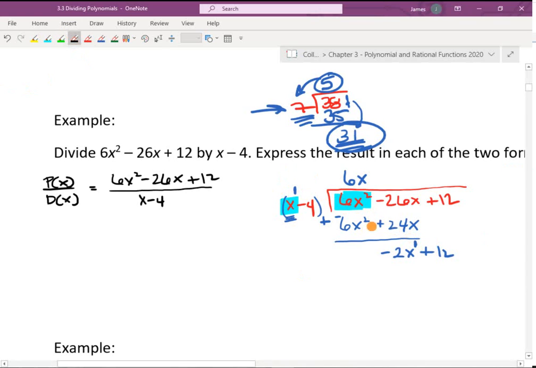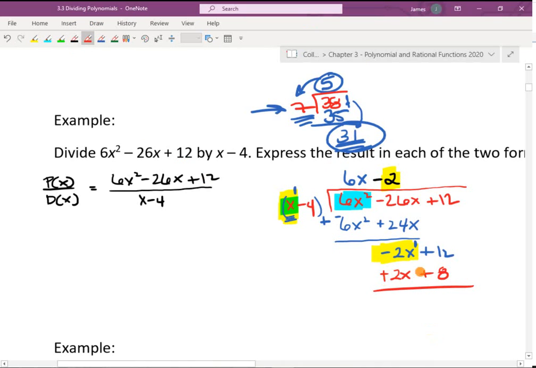So what can I then multiply x by to get negative 2x? Negative 2, okay? Or you could have thought about it as, if I take that term right there and I divide it by that one, negative 2x to the first divided by x gives me negative 2, right? Okay? So now I'm going to take my negative 2 and multiply it by my divisor. So it gives me negative 2x and then plus 8, right?